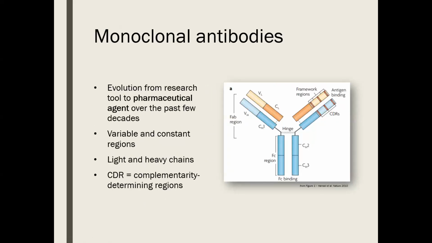So very basically, for monoclonal antibodies, this should probably be a review for everyone, but they were an evolution from research tools all the way now to the basics of pharmaceutical agents or pharmaceutical chemotherapy practices over the past few decades. They come with a variable and a constant region that can be altered. They have light and heavy chains, as we all remember, and they have complementarity determining regions within their structures.